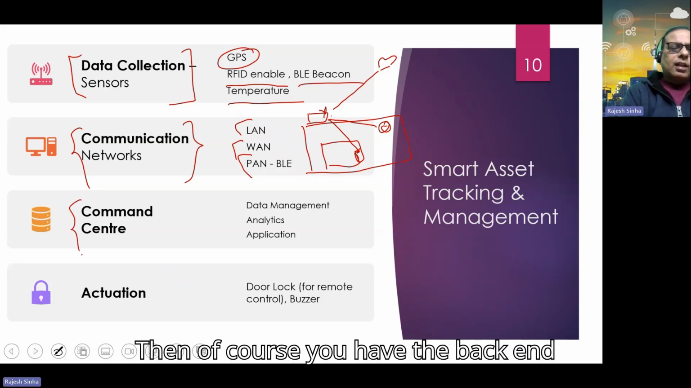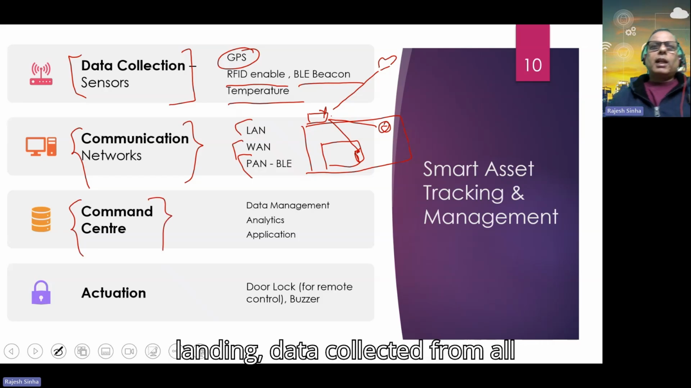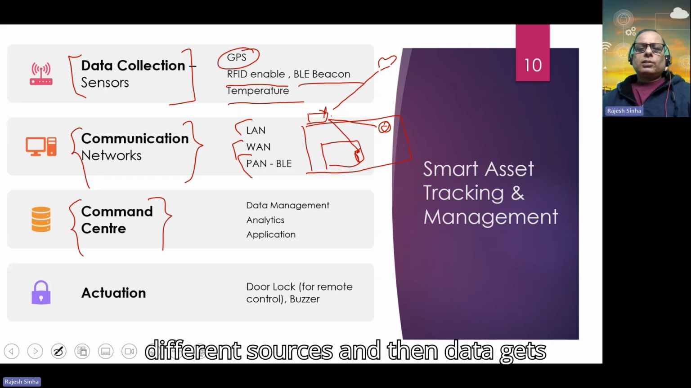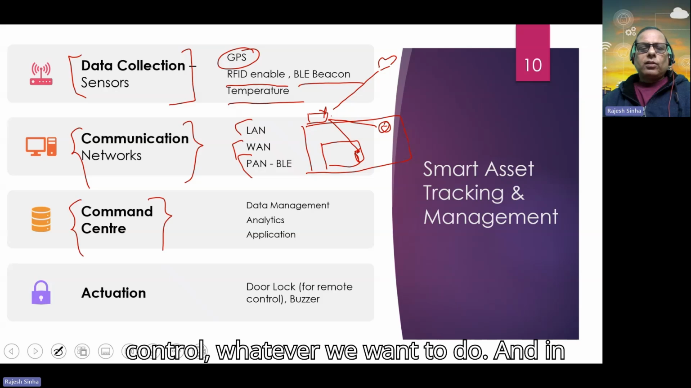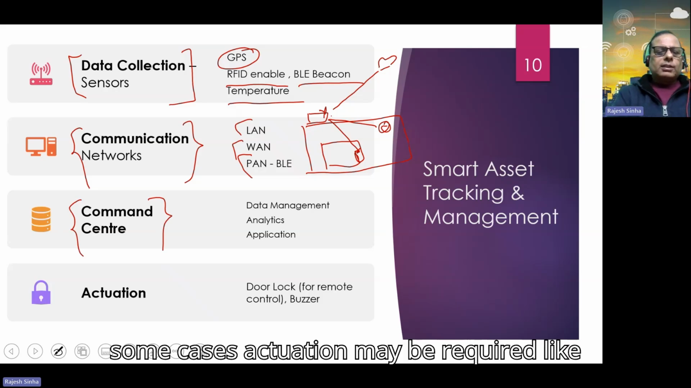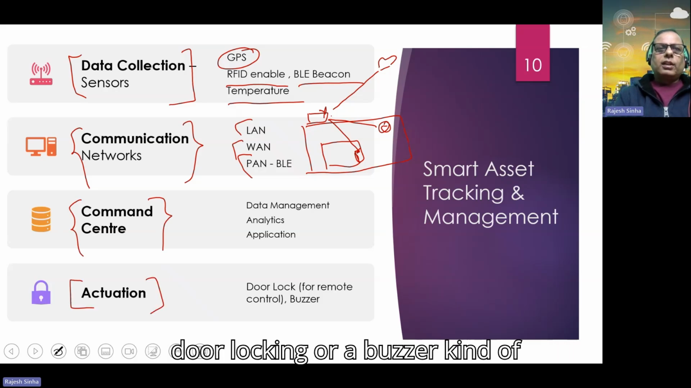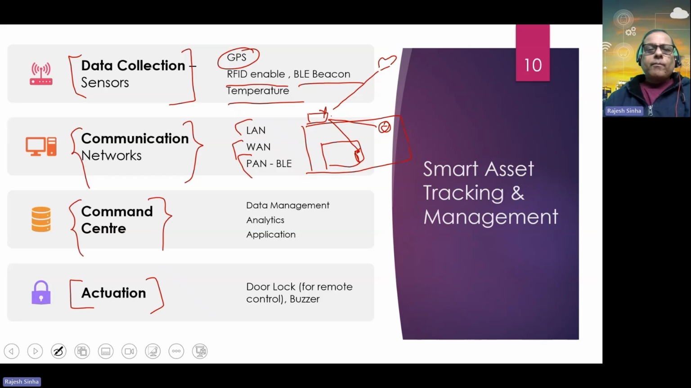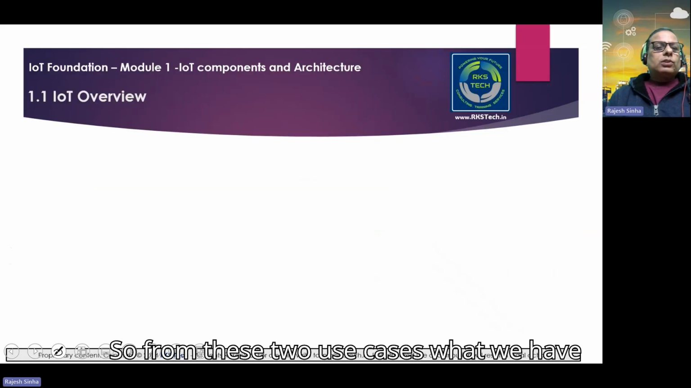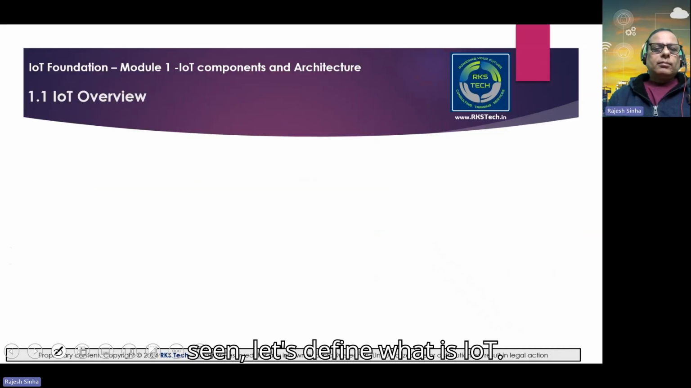Then of course you have the backend system where all the data will be landing, data collected from all different sources, and then data gets processed, and then we do the real-time monitoring, processing, real-time control, whatever we want to do. And in some cases actuation may be required, like door locking or a buzzer kind of thing. If there's any abnormality, the buzzer will start blowing. So from these two use cases, what we have seen, let's define what is IoT.